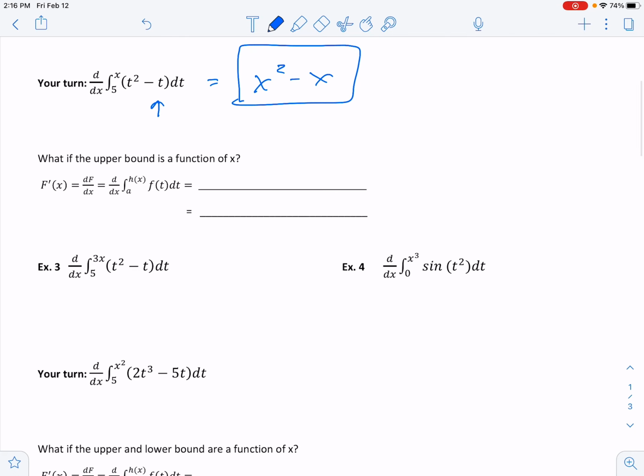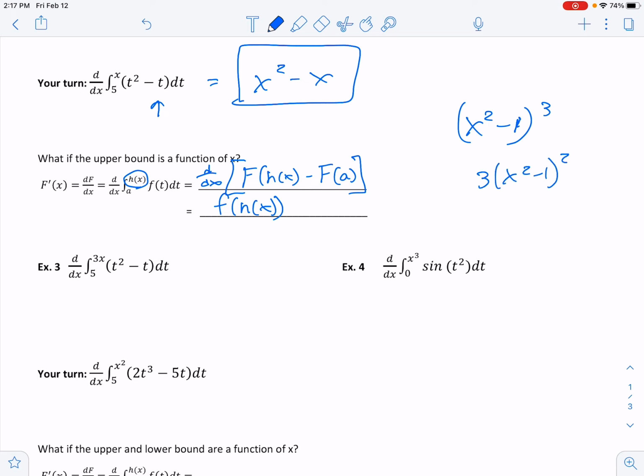All right? Then it says, what happens if this is a function? Well, I'm going to take the derivative. I'm going to have the antiderivative of h of x minus the antiderivative of the lower bound. Then I take the derivative of that. I'm taking the derivative of a function with a function. You go back, and what did I do here? x squared minus 1 cubed. It was 3x squared minus 1 squared times the derivative of that. Chain rule. So this is times h prime, and that's still 0.